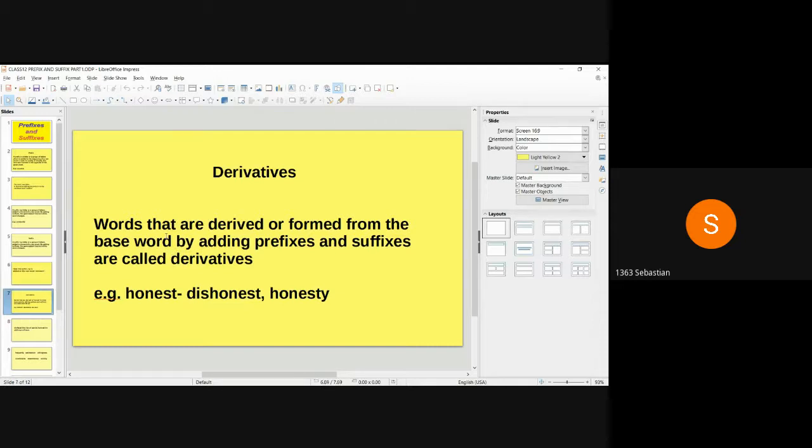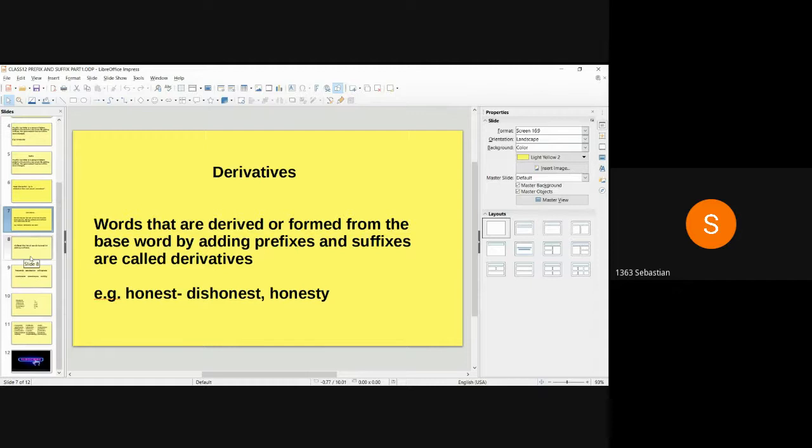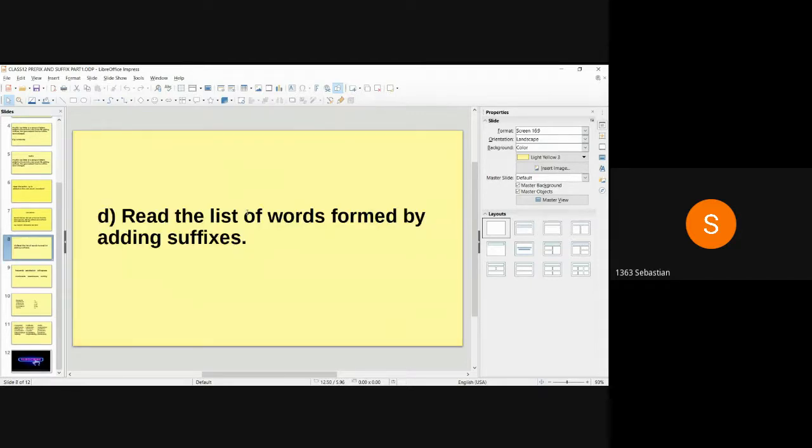Let's see what are the derivatives. Words that are derived or formed from the base word by adding prefixes and suffixes are called derivatives. Example, the root word honest. From the root word, dishonest and honesty, words are derived or formed. So the derivatives of honest are dishonest and honesty. All of it on page 7, class 12, page 7.